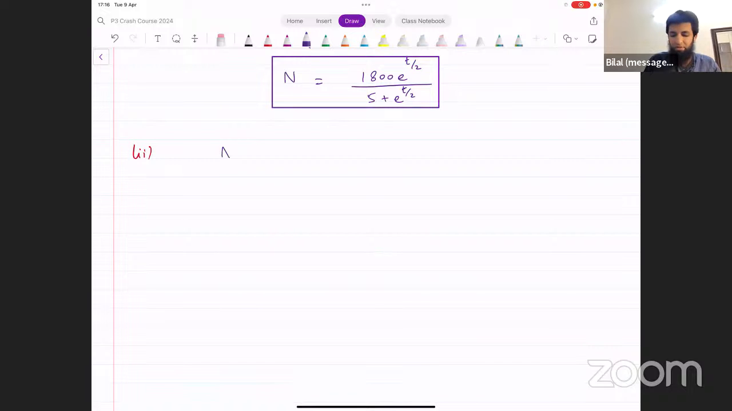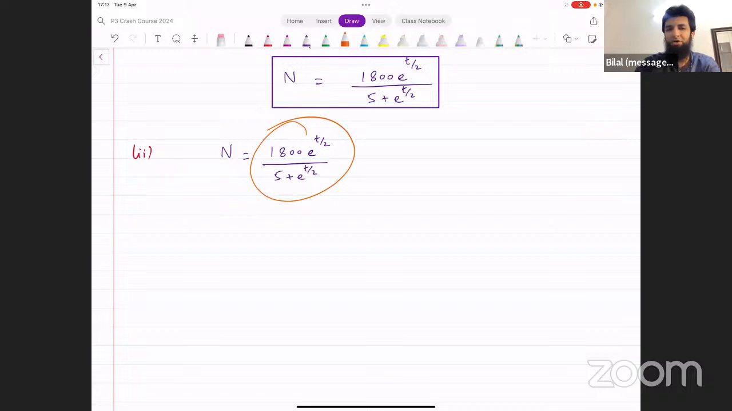I'll give you another example of this, but you have n equals 1800 e raised to the power t over 2 divided by 5 plus e raised to the power t over 2. What happens if t becomes very large? One possibility is you put this in a calculator, and we'll discuss that. But how do you think of it directly like this? So as t becomes very large, what do you think this is going to be? Without using a calculator, think of it. What do you think this should be? Yes, Faizan? 1.